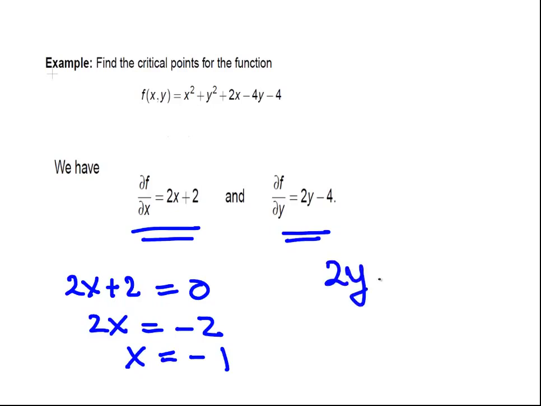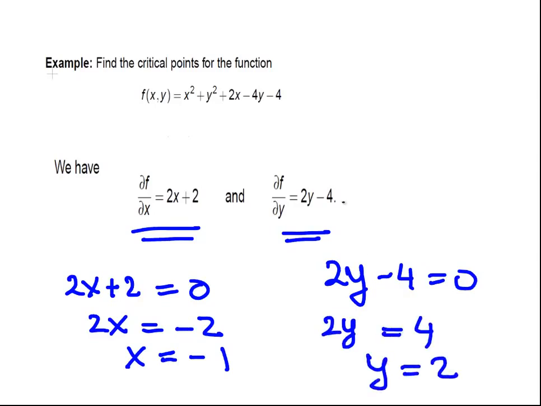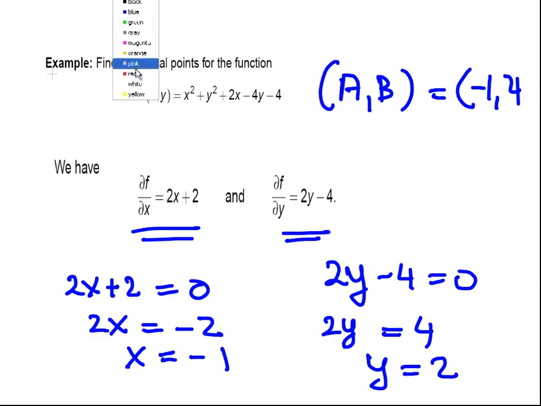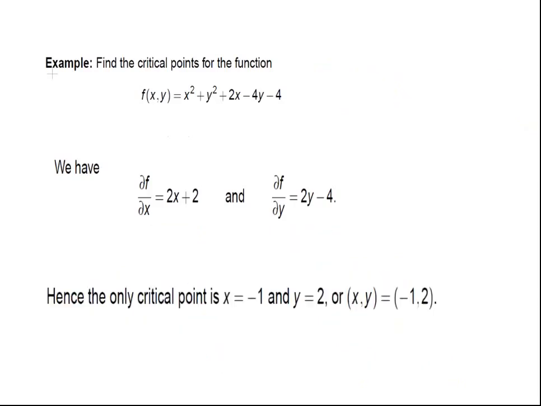Likewise, 2y minus 4 is equal to 0, so 2y is equal to 4, and y is equal to 2. So the point that we're looking for in this particular example is simply (minus 1, 2).